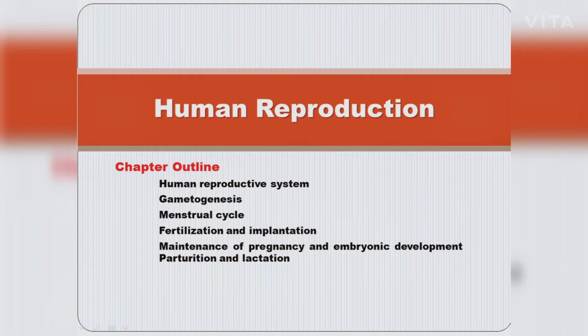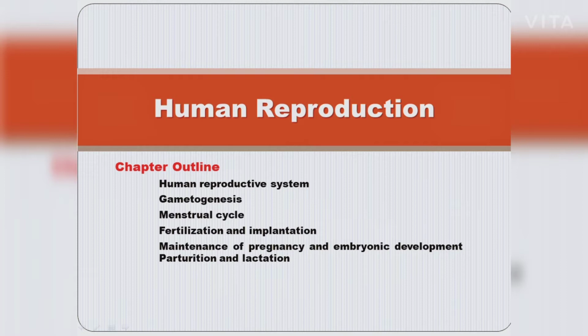The major reproductive events in human beings are gametogenesis, insemination, fertilization, cleavage, implantation, placentation, gastrulation, organogenesis and parturition.